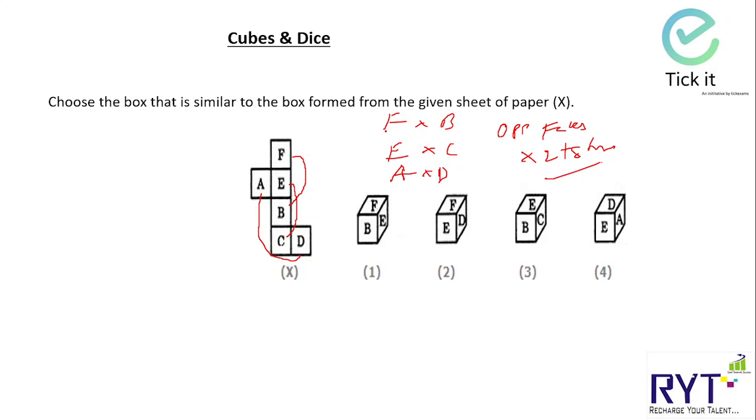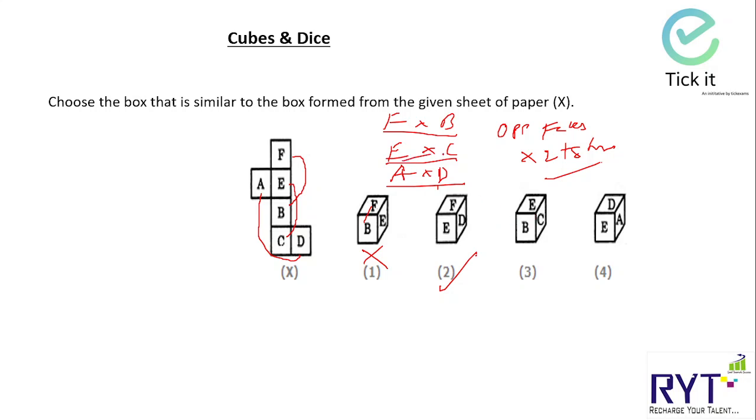So it means F and B should not be together in one figure. E and C cannot be together. A and D cannot be together. Let us observe. Figure number 1, we have F and B in one figure, whereas F and B are actually opposite faces. So this is not possible. FED are not opposite. There is a good chance this is the correct answer. But let us check the next one also.